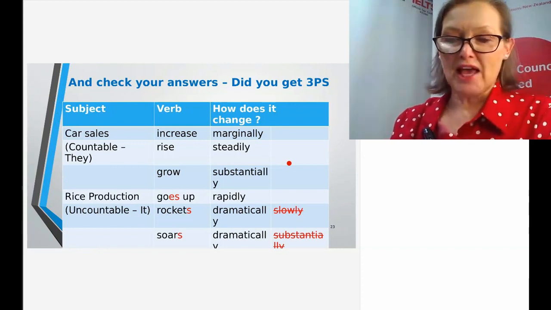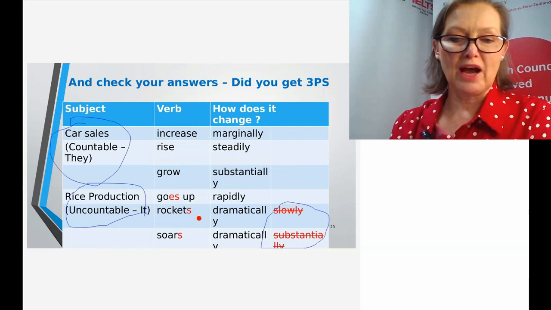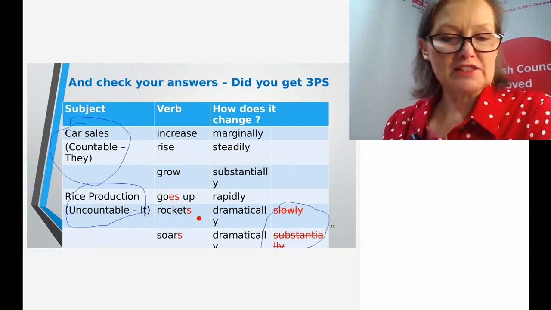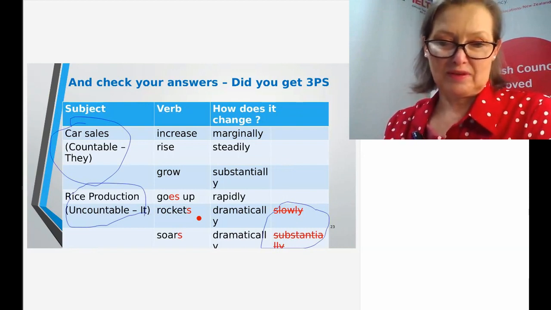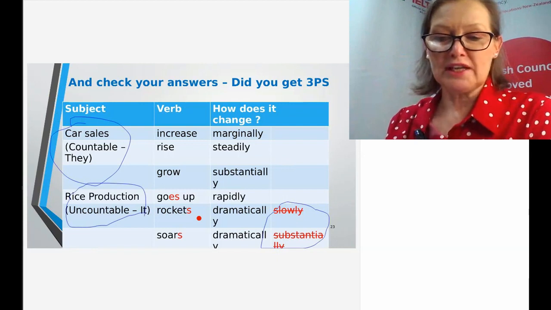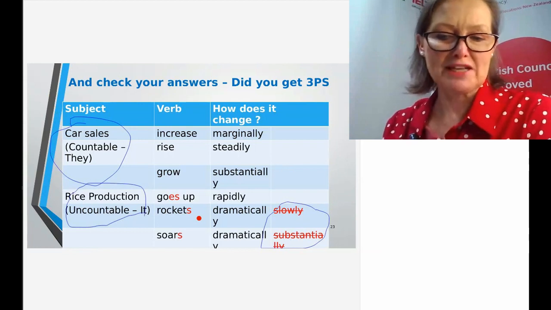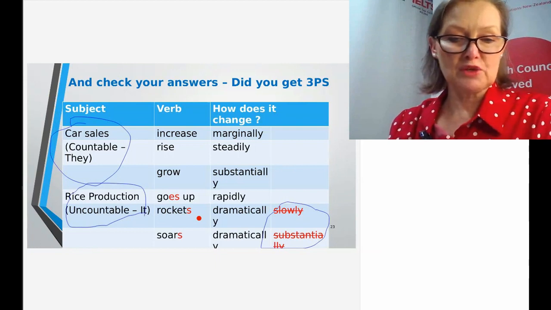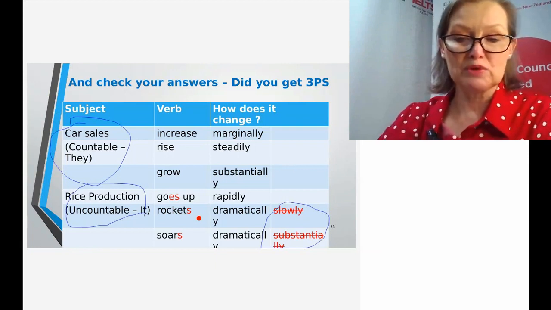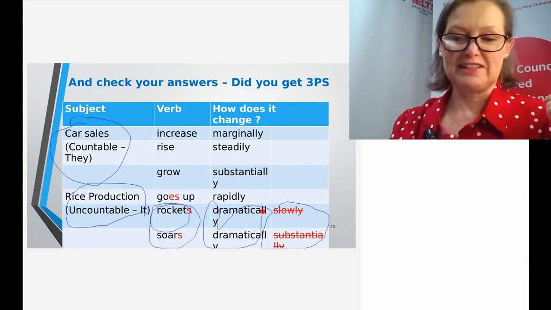Now just have a look at these adverbs over here, okay? I can't really talk about something rocketing up because that's an extreme rise. And it would contradict it to say rocket up slowly or soars marginally. So what I need to do is to make sure that I use adverbs like rapidly or dramatically or sharply. So just stay with those if you're going to talk about these two extreme verbs, rockets and soars up or down. Stay with your adverbs dramatically or sharply.